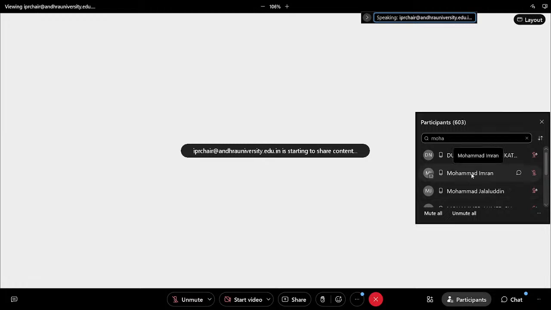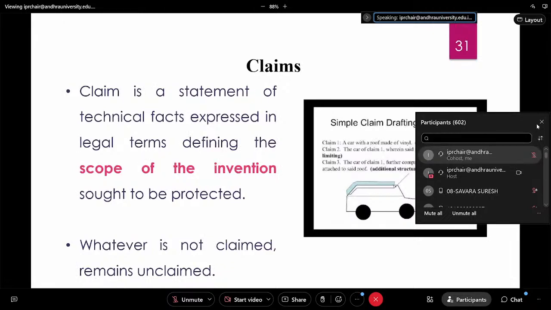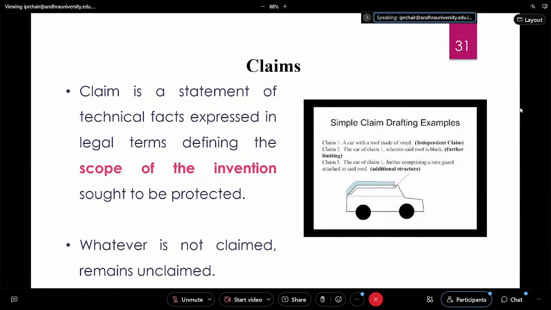Okay, so claim 3 is another dependent claim: the car of claim 1, further comprising a rain guard attached to the said roof. So these are the dependent claims, claim 2 and claim 3. They refer to claim 1, the car of claim 1. Like this, the claims are drafted. This is a very basic example.